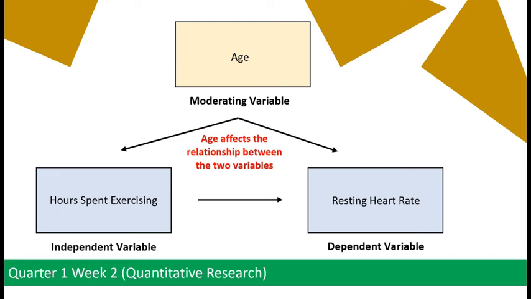However, this relationship may be influenced by age. Age may influence how long one spends time exercising, and age may also influence the resting heart rate of individuals. Children generally have a higher resting heart rate compared to the elderly.